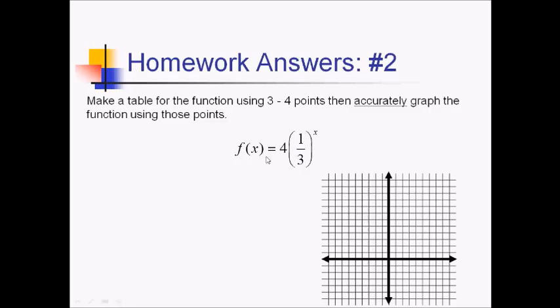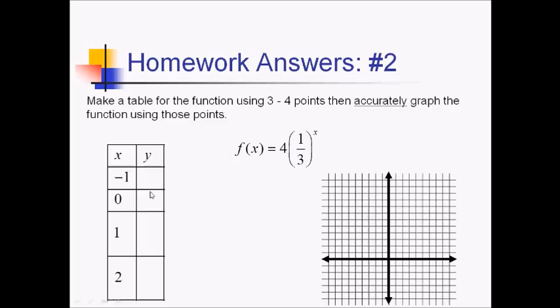For 2, they want us to graph this exponential function. I'm going to use the points with x values from -1 to 2. If I plug in -1 here, 1/3 to the -1, that's going to give me the reciprocal, which is 3. So 4 times 3 is 12. And then anything to the 0 power is going to be 1. So this is 4 times 1, which is 4.